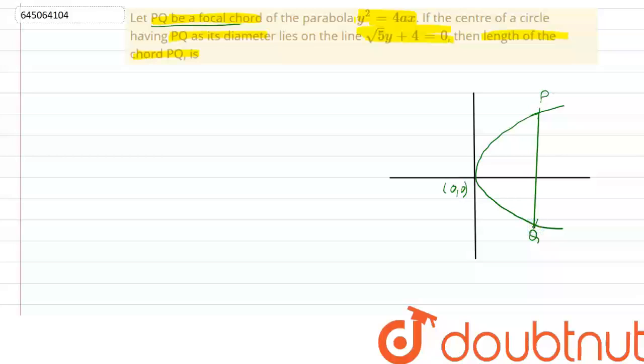Now what are we supposed to do here? In our question, what are we given? Our parabola is y square equal to 4x. Let us compare it with our general equation y square equal to 4ax. What do we get if we compare it with 4ax? We get a value equal to 1. That means we get this point to be 2, 0, because it is 2a, 0. Therefore, this point is 2, 0.